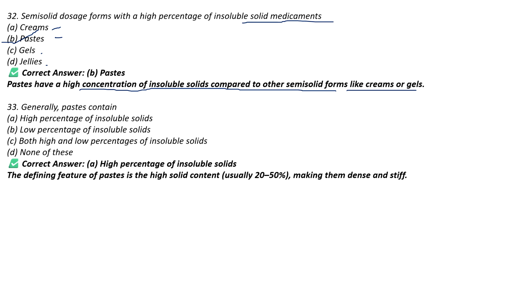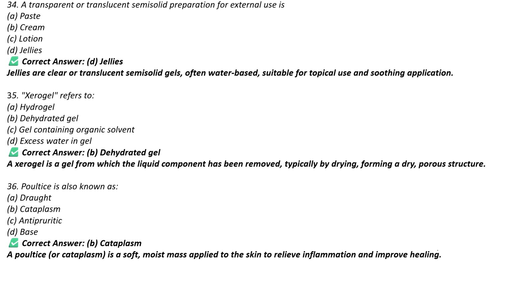Generally, pastes contain: options are high percentage of insoluble solids, low percentage of insoluble solids, both high and low percentages of insoluble solids, or none of these. So the defining feature of pastes is considered to be high solid content, that usually is around 20 to 50%, which makes them dense and stiff. That is option A, that is high percentage of insoluble solids is generally considered to be the defining feature of pastes. So moving on to the next question.